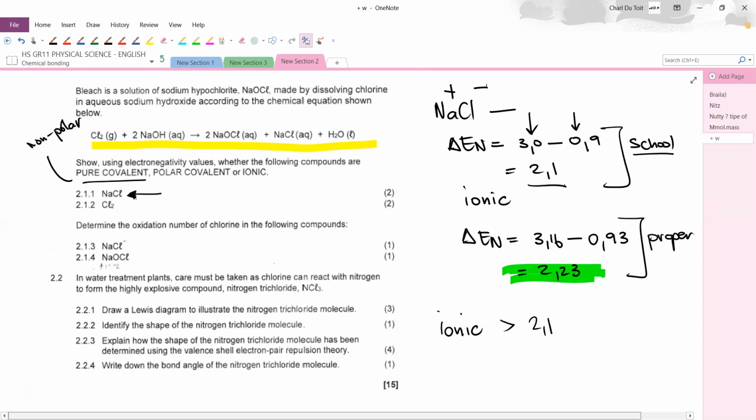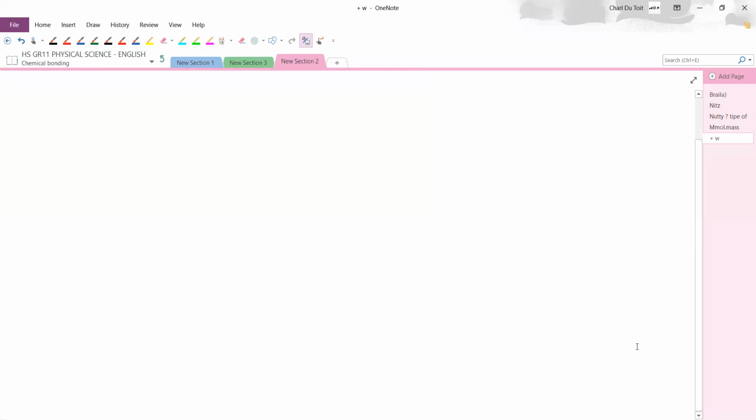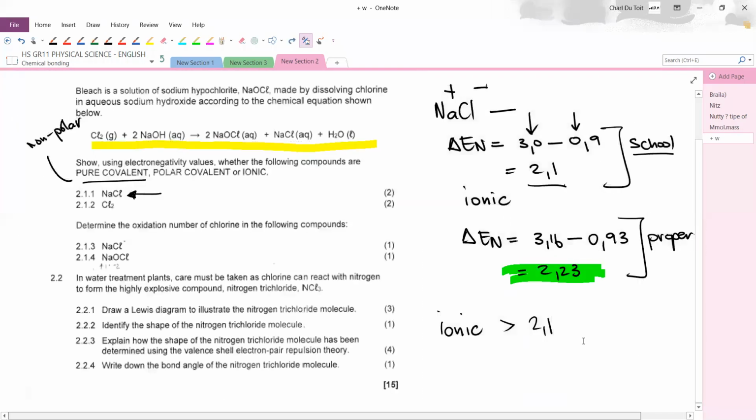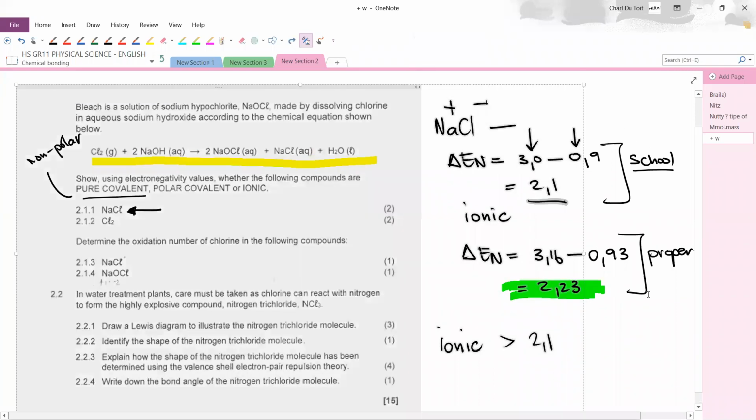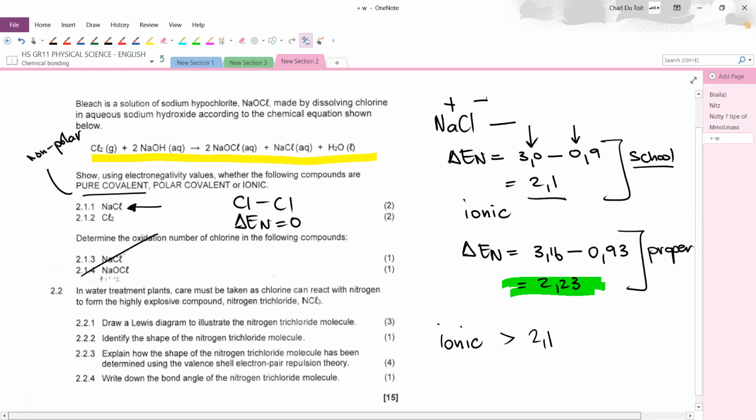Okay, and chlorine gas, that you can see. What is chlorine gas? Not 3,0. Chlorine gas, one chlorine, another chlorine. You can see the difference in electronegativity will be just 0. Why? It's the same atom. So that will just be pure covalent. Yes, non-polar covalent, or pure covalent. The oxidation numbers you don't do.